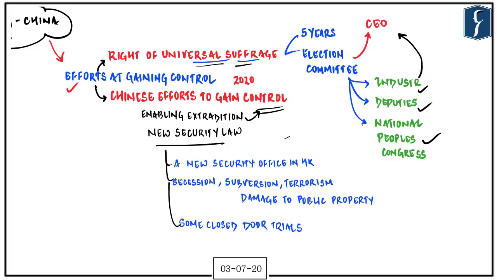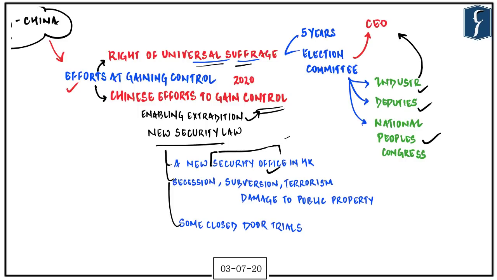The provisions of which are extremely draconian. For example, Beijing is going to establish a new security office in Hong Kong. Now, so far, Beijing does not openly and legally operate such an office. Although intelligence agencies of China are active in Hong Kong, now it has gained the power to legally establish such an office. Then it has defined new crimes.